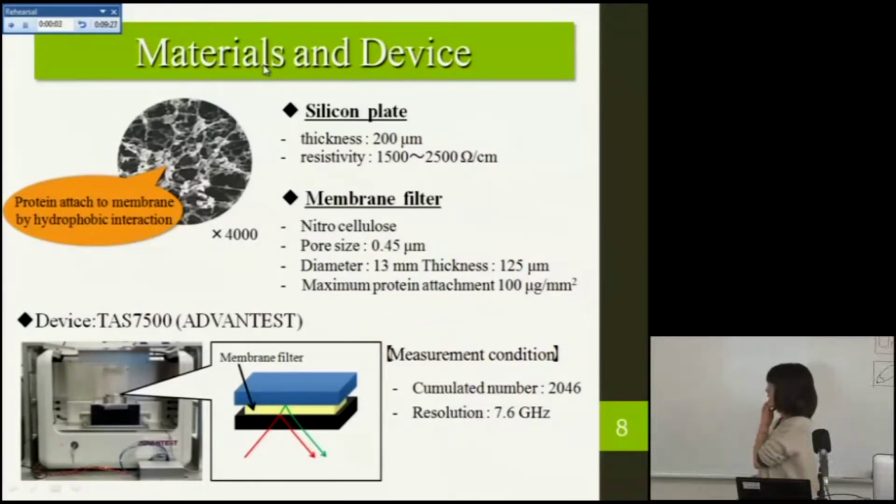So next I will explain my experiment. This is the material and device. I use a nitrocellulose membrane as a substrate. And this is the device I use.